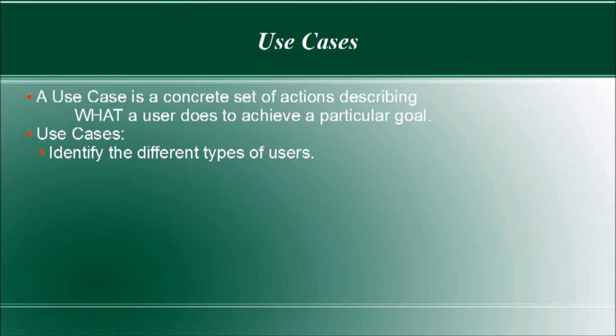Use cases identify the different types of users. In most use case terminology, they are called actors. Actors don't have to be people. They could also be other processes or systems that influence or are influenced by the use case in question.